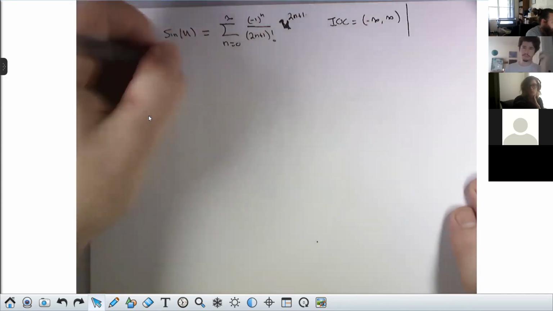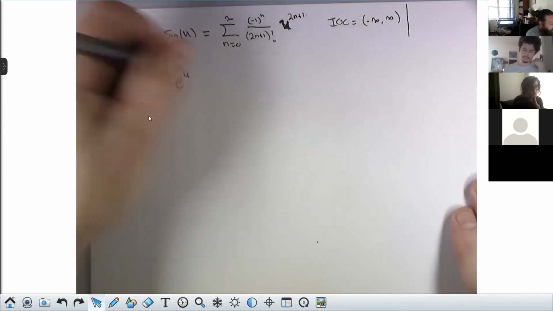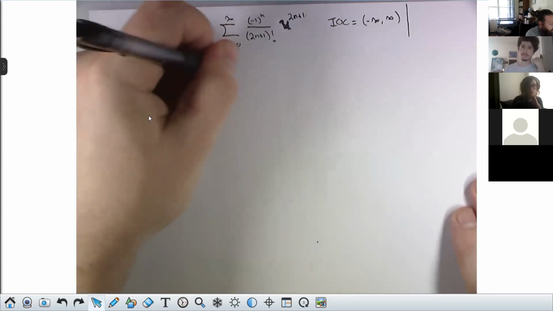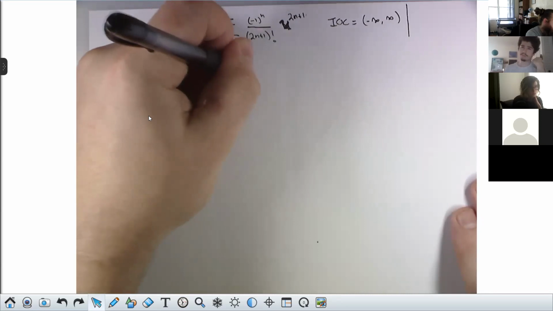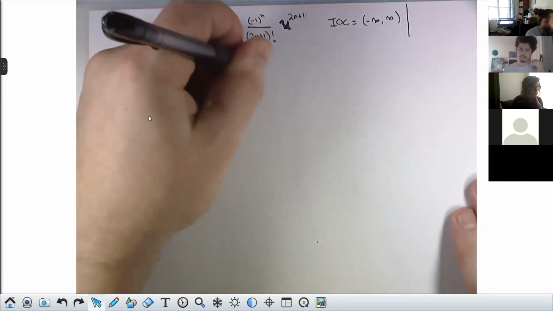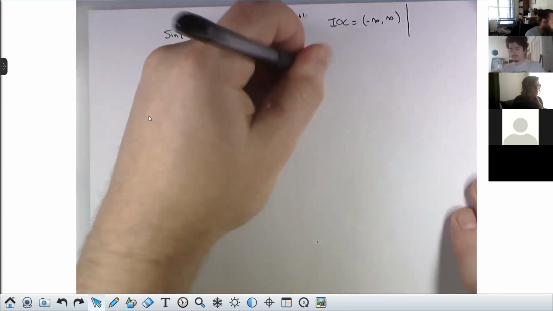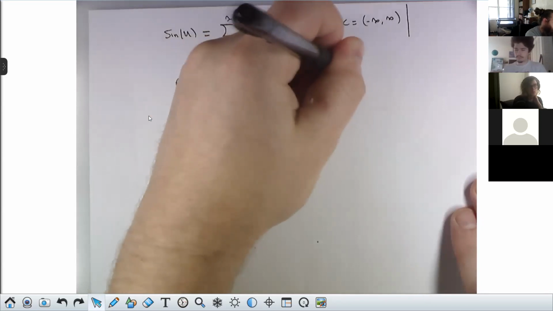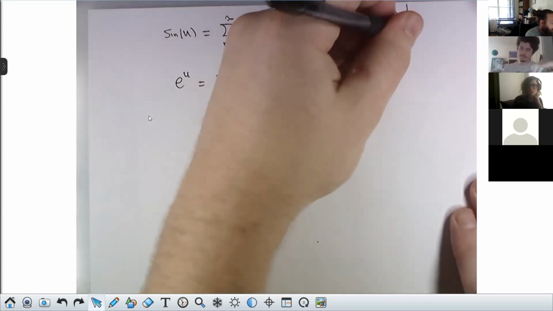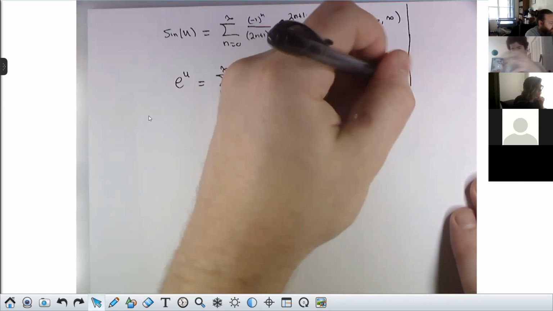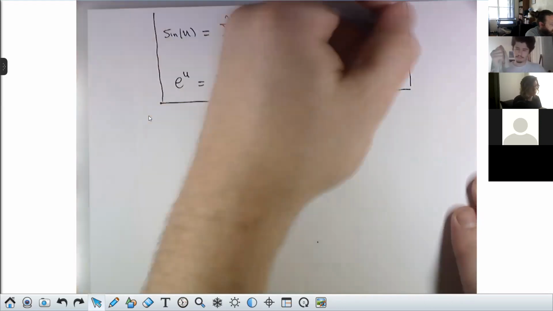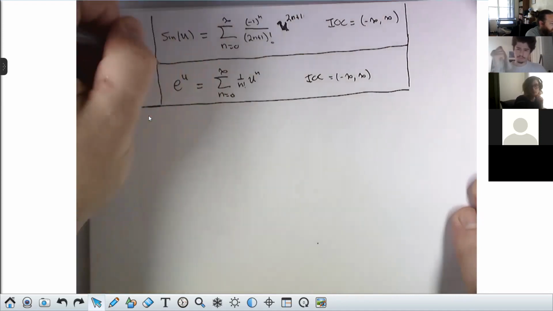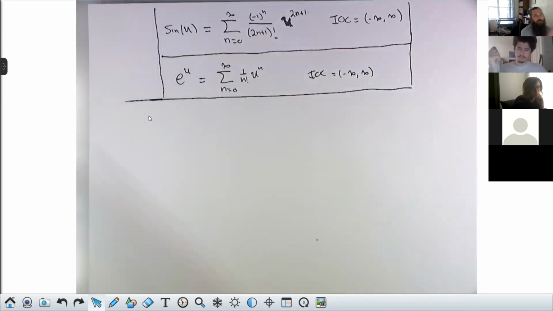You've got that, and e to the u, right? That was the other one that we figured out. It also has interval of convergence negative infinity to infinity. There's a word for functions like this, whose power series interval of convergence is the whole real line. They're called entire functions.